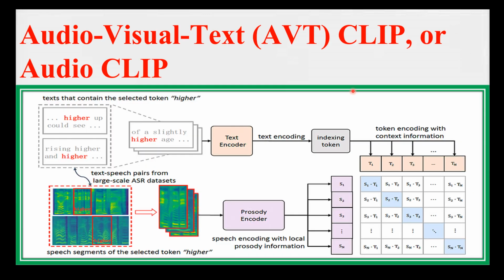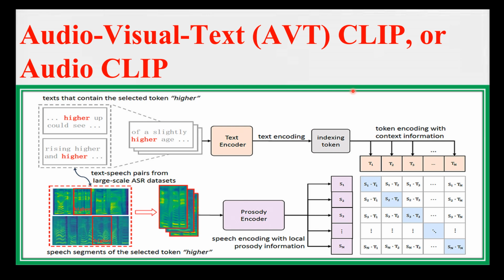Now next comes audio visual text CLIP, or AudioCLIP. Now this AudioCLIP is a method used to train models that can understand the relation between audio, images and text. So it is like teaching a child to recognize objects in a picture, relate them to their spoken description and connect them with the written words used to describe them.